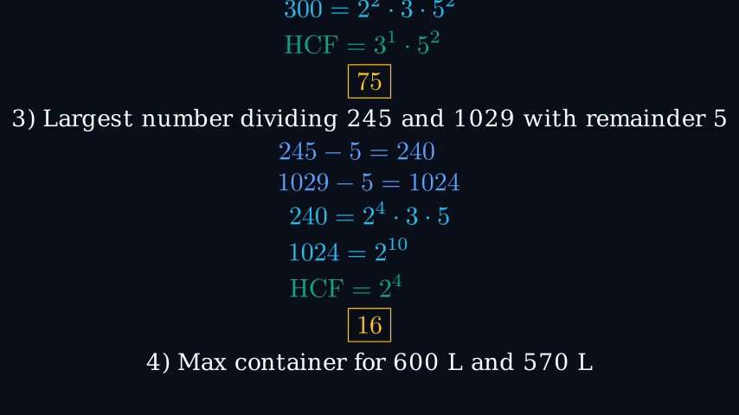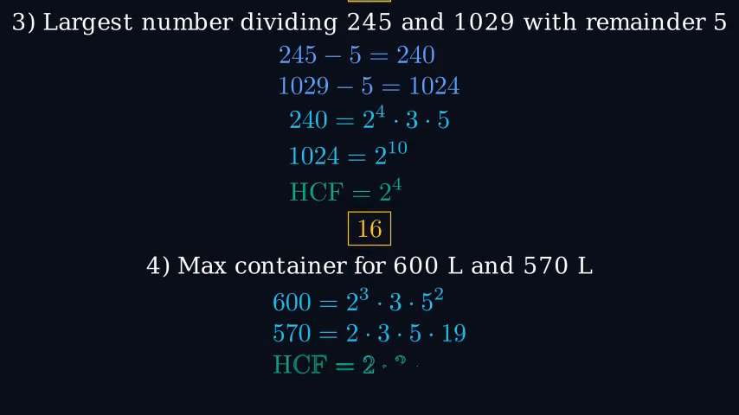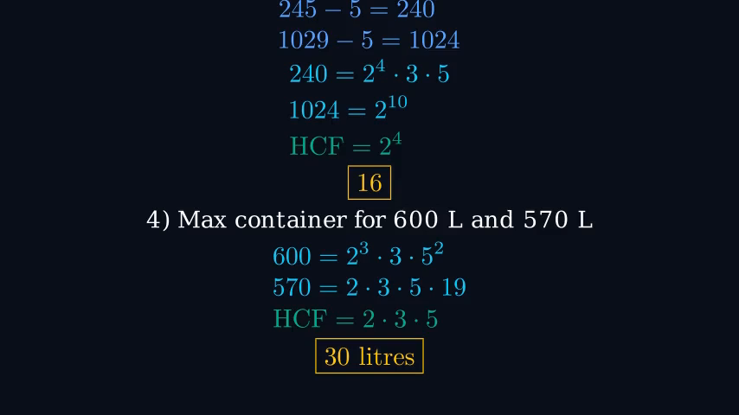Problem 4. 2 tankers, 600 liters and 570 liters. Find the maximum container capacity that measures either exactly. That is highest common factor. Factor both numbers and choose common primes with the smallest powers. The container size is 30 liters.